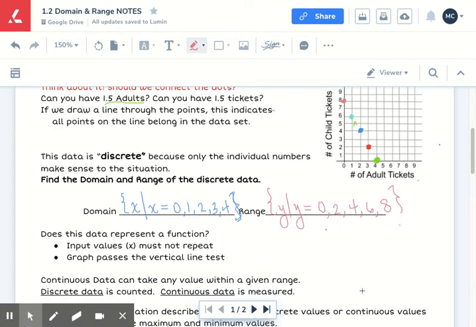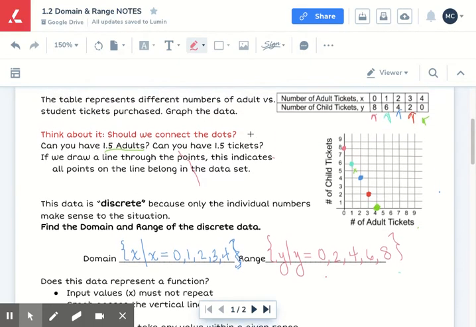Okay, so now we need to determine whether or not this data represents a function. And just looking at this data here, in order for it to be a function, the x values can't repeat, and the graph would have to pass the vertical line test. So looking at my x values in my actual data set there, oops, I scrolled a little bit too much there.